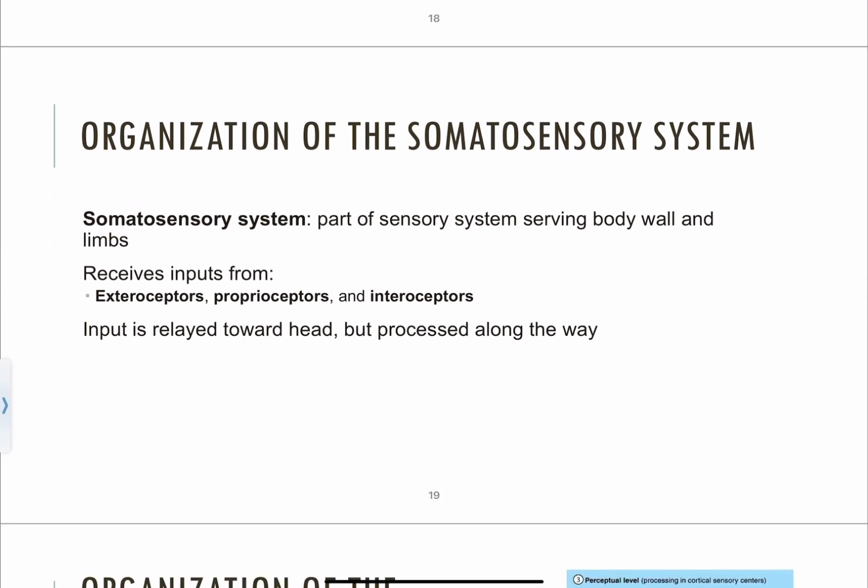So the somatosensory system is organized based off of where they're receiving the input. When we talk about the somatosensory system, it's part of the sensory system serving the body wall and the limbs. So it's going to receive input from all possible receptor locations: exteroreceptors, proprioreceptors, and interoreceptors. Once these sensory receptors receive this information, then they have to send the signal toward the head. As they are sending the signal to our brain and our spinal cord, it is going to be processed.